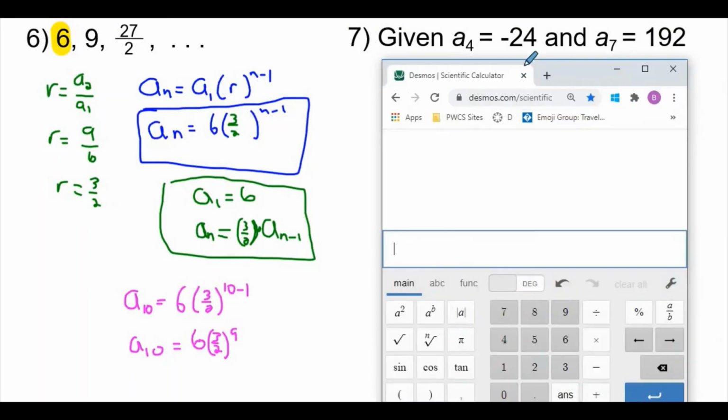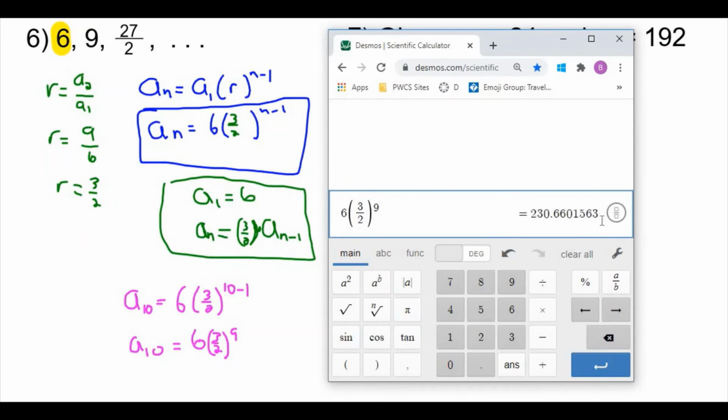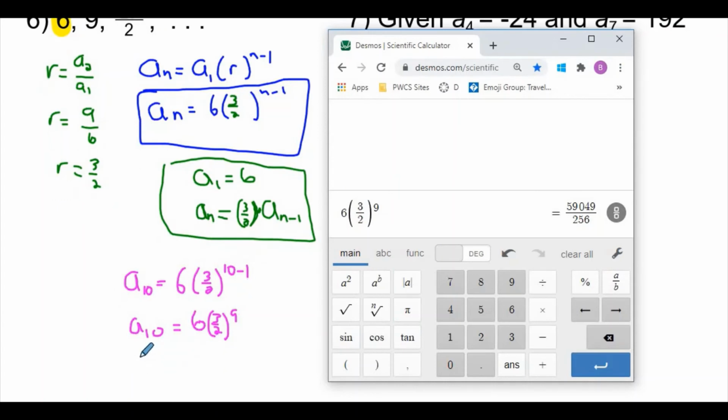So let's take a look at that. That's not something you can do in your head. So 6 and then parentheses 3/2. And then make sure you're clicking out of the parentheses, even if you are using a calculator that's handheld. And then you raise that to the 9th power, and you get a crazy number. But if you toggle this, you get that. Now, I'm going to show you something interesting that you can do as well that I think is important.